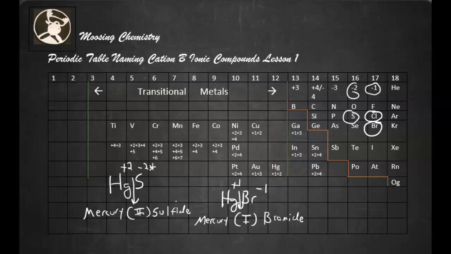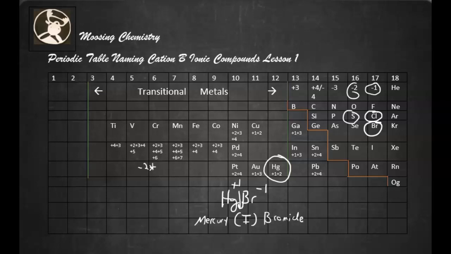Now I want you to think about this for a second. Mercury right here can either have a +1 or +2 charge. In this case, when it's used with halogens, it has a +1 charge, so it has an oxidation number of 1. Over here, when it's used in group 16, it has a -2 charge for sulfur, so it has a +2 charge for mercury, giving us a Roman numeral.